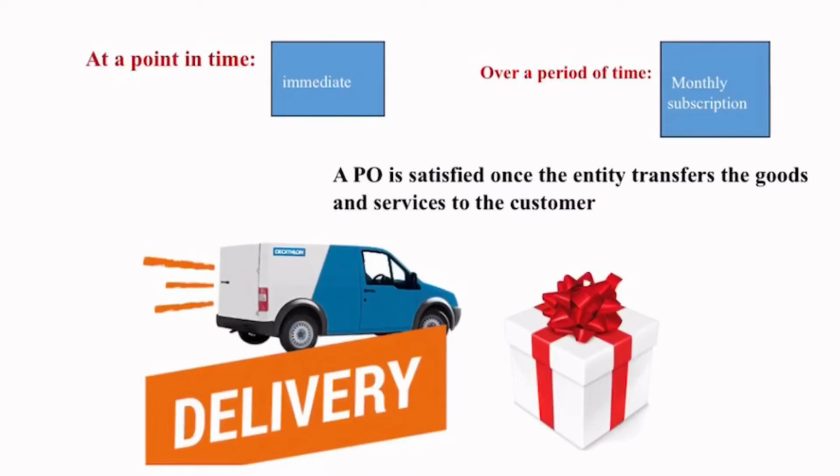Step 5 is to recognize revenue when each performance obligation is satisfied. It is either at a point in time or over a period of time, or at whatever time is appropriate for each performance obligation. The company satisfies its performance obligation when the customer obtains control of the good or service.